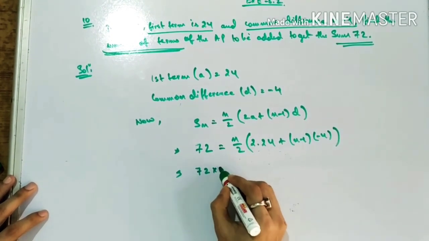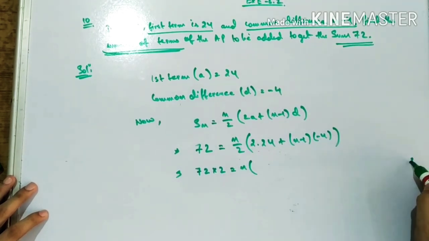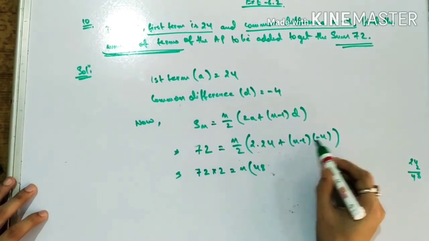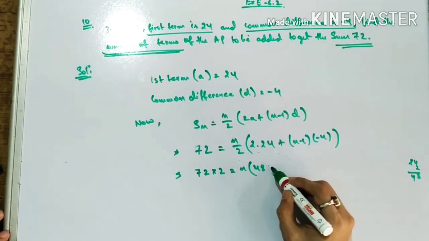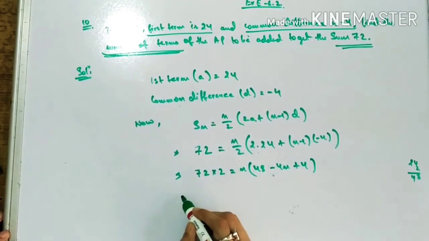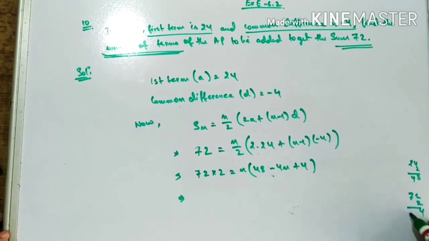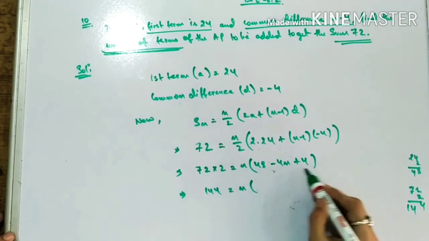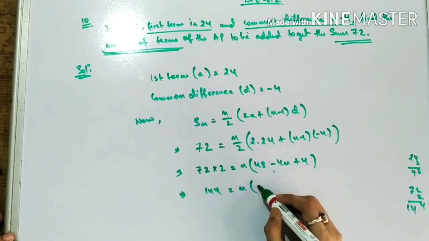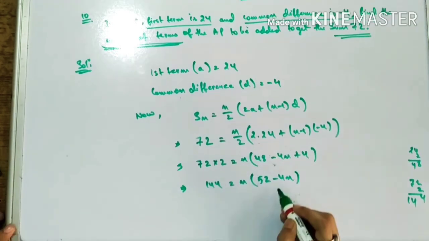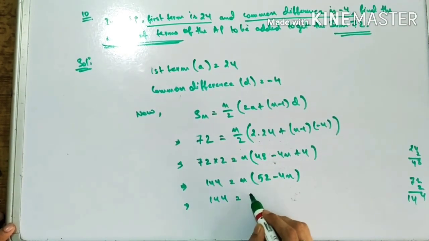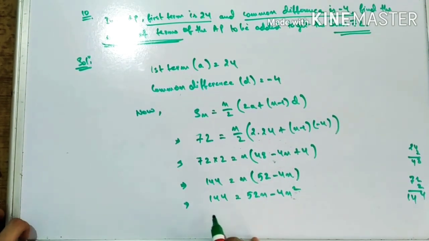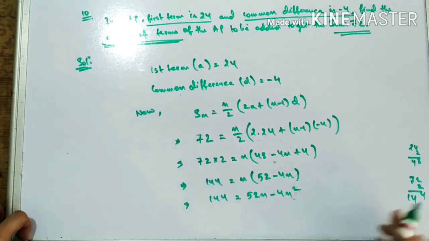So now 72 into 2 is equals to n into, this one I will get 24 into 2 is 48, plus this one, let me multiply it, n minus 1 into minus 4, I will get minus 4n plus 4, and this is 72 into 2 is 144. This is 144 is equals to n into 48 plus 4, I will get 52 minus 4n. So in here you see I will get 144 is equals to 52n minus 4n square.